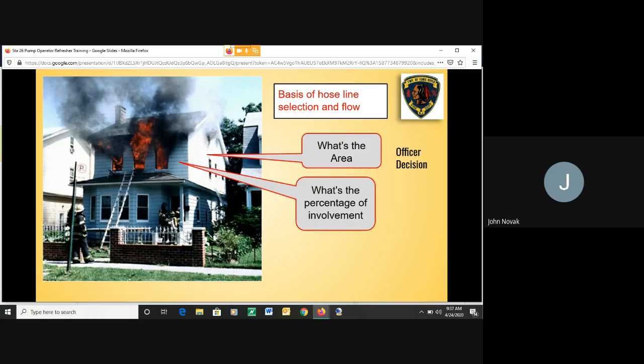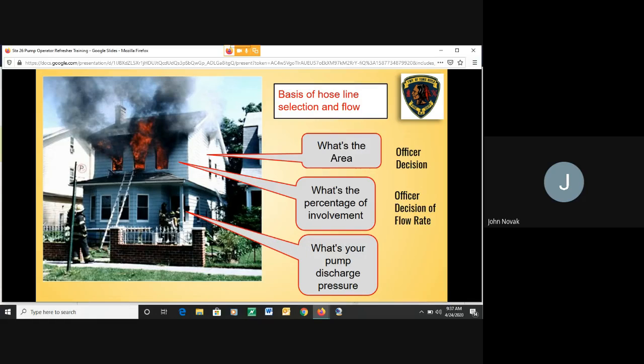So take a look at this. Maybe more than 25%. Again, who makes that call? Officer decision on flow rate. He's going to tell the pump operator, the chauffeur, as we like to use the term chauffeur, what line we're going to be pulling. He's going to tell the crew which line we're going to pull. We're going to pull 1.5 inch, 1 3/4 inch, or 2.5 inch, or maybe we're using a deck gun or a blitz fire. I was dating myself with the 1.5 inches. So, officer decision on flow rate.